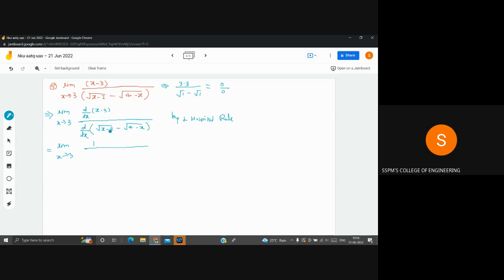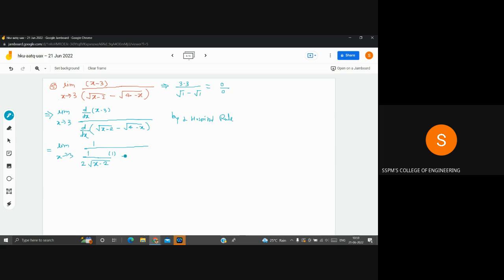So d by dx of a root. What is the derivative of root? Yes, 1 by twice into root of (x minus 2). So this is the derivative of root. Next, find the derivative of the term in the root with respect to x. First I wrote the derivative of root as 1 by twice into root of (x minus 2), into the derivative of the term in the root with respect to x, meaning the derivative of x is 1 and of 2 is 0. So 1 will be there.